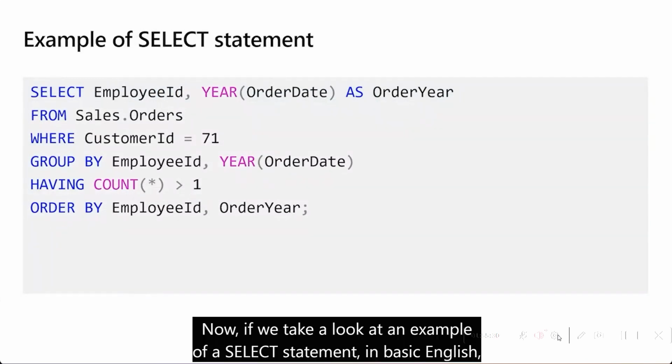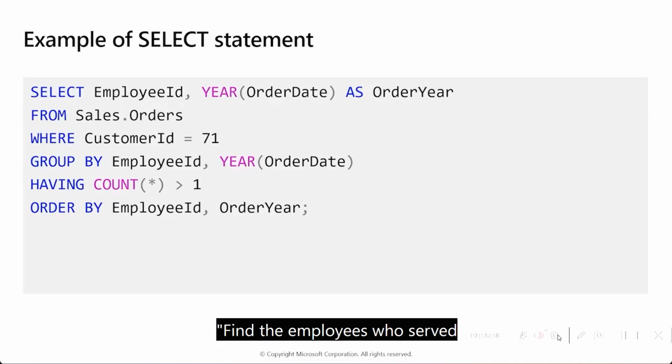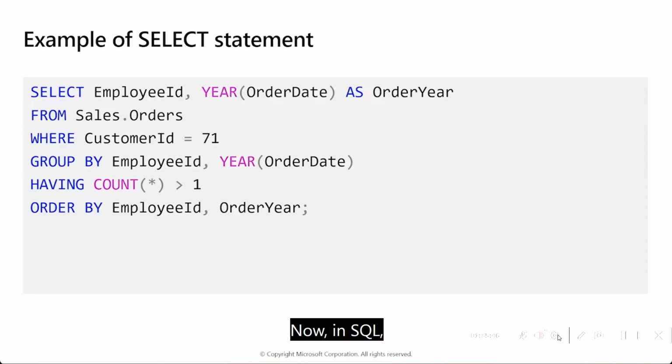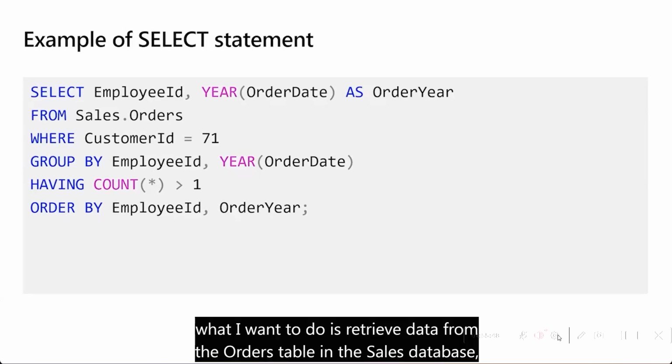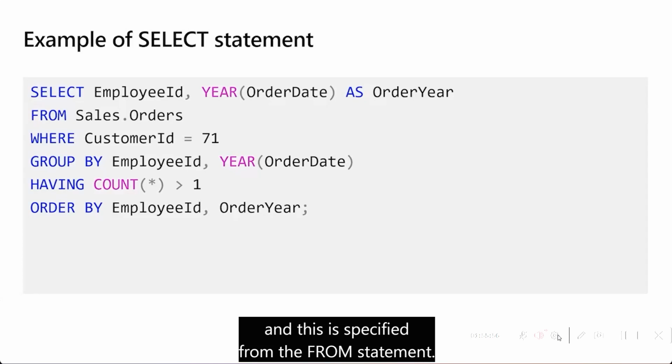Now, if we take a look at an example of a select statement, in basic English, this statement is essentially saying, find the employees who served customer 71 at least once and rank them by the employee number. Now, in SQL, what I want to do is retrieve data from the orders table in the sales database, and this is specified from the from statement.